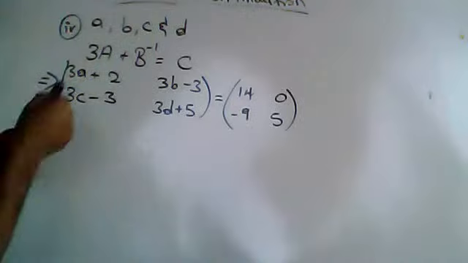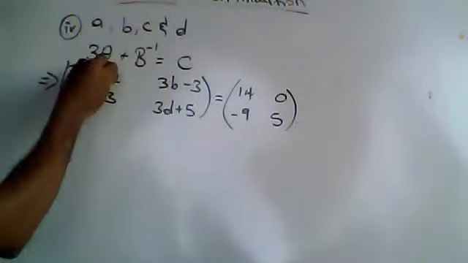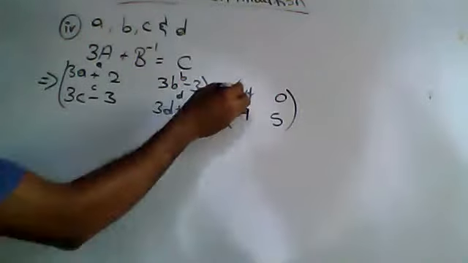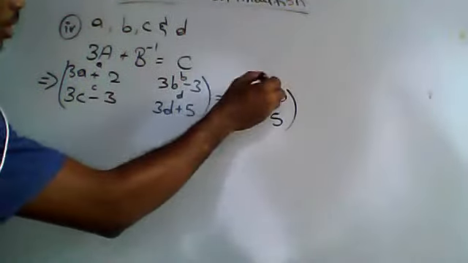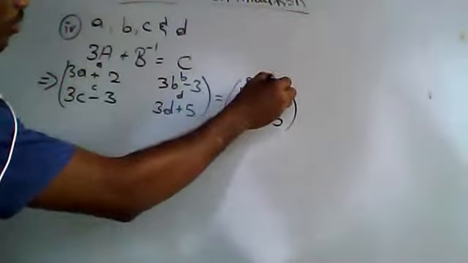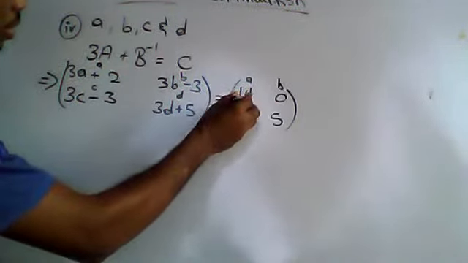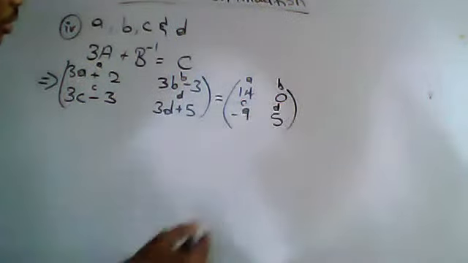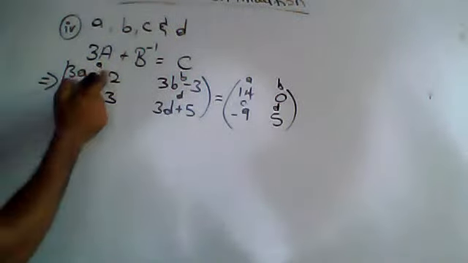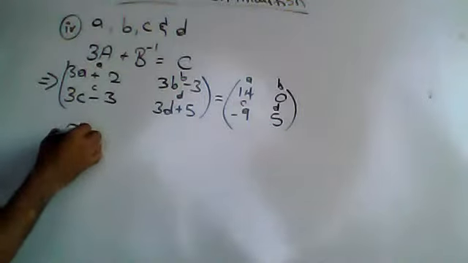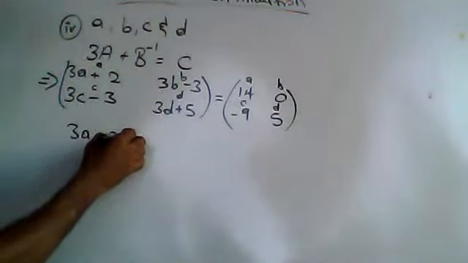All right, so the first element is represented by A, this is represented by B, this is represented by C, this one is represented by D. Same thing goes for this, C. So the first element is A, second B, C for the third, and D for the fourth. So what we're going to do is let each corresponding element be equal to each other. So we're going to have 3A plus 2 equals 14.